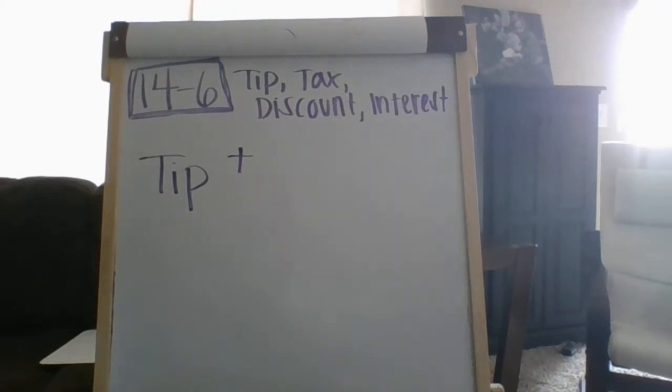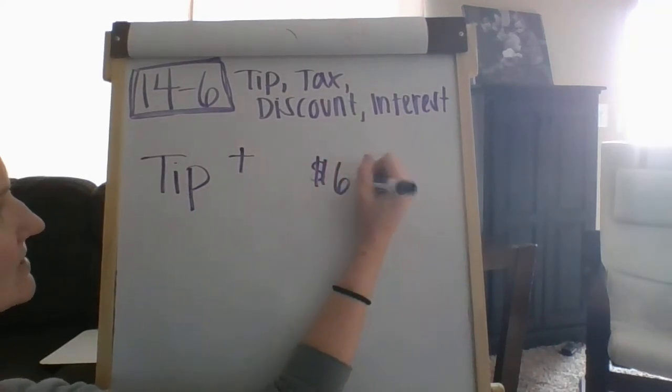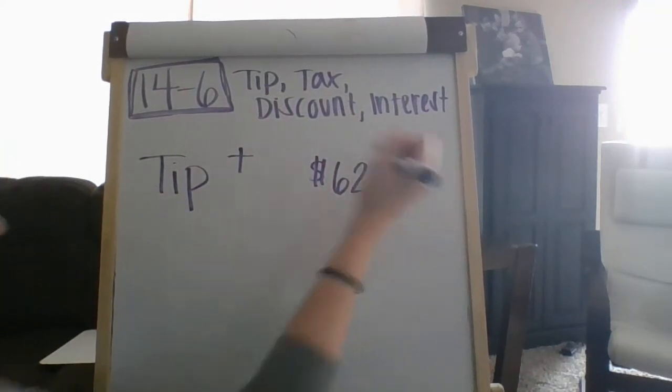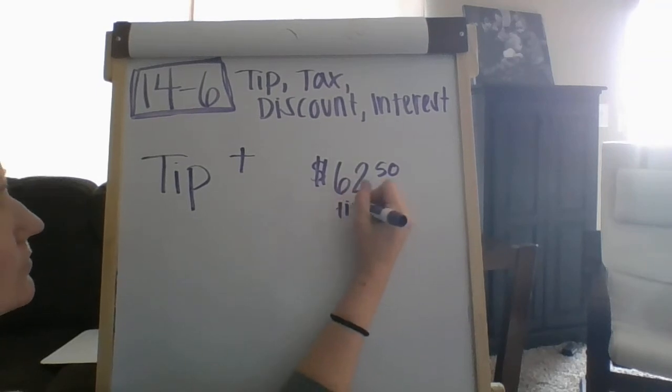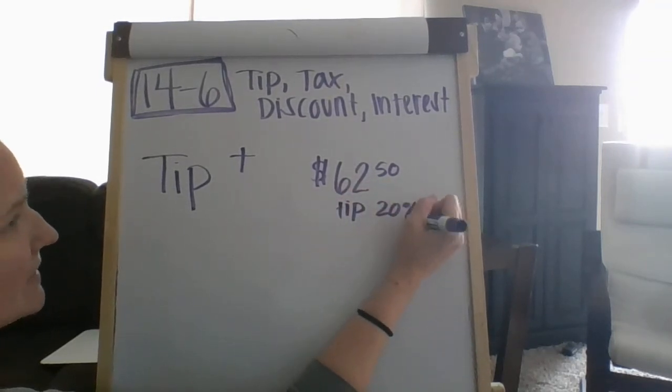So our example we're going to take a look at today. Say a bunch of you guys go out to dinner. You can't now, but maybe you did some takeout. And your bill came to $62.50. Now, on top of that, say you want to leave a 20% tip, which is pretty standard. So you want your tip to be 20%.